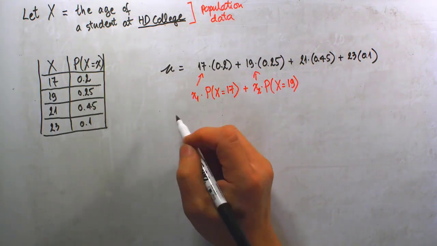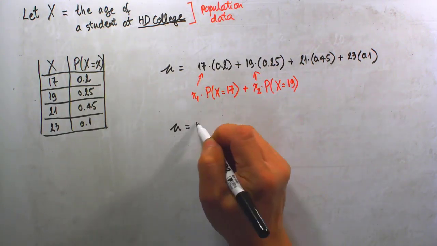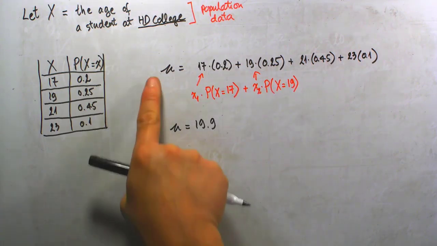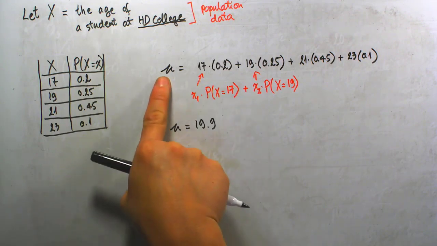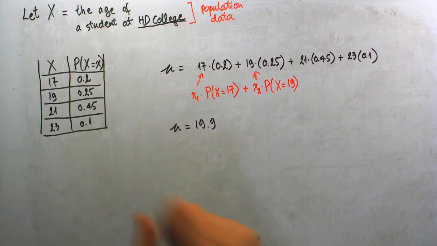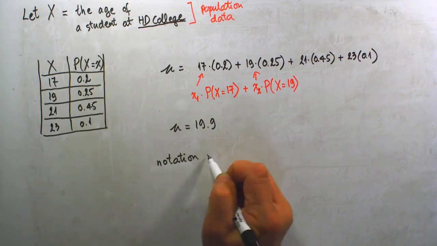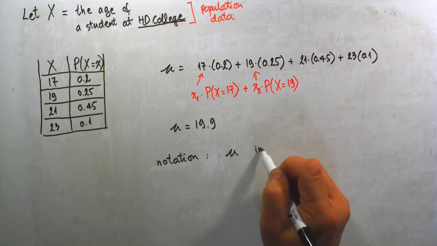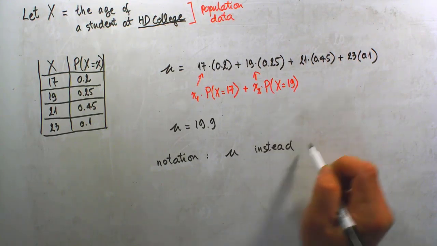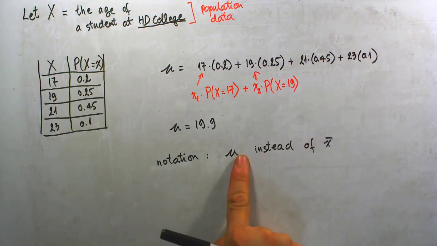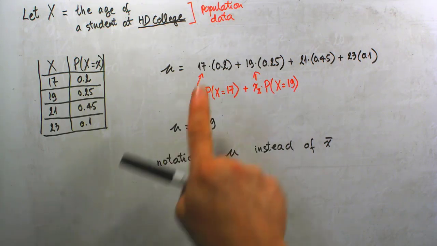When the answer came down to mu equals 19.9 right here, I hope viewers also have noticed that the mean value now has a new notation. The notation that I use here is a mu instead of x bar. So I will come back and explain in more detail, but for now, we use a mu as the symbol for population mean.